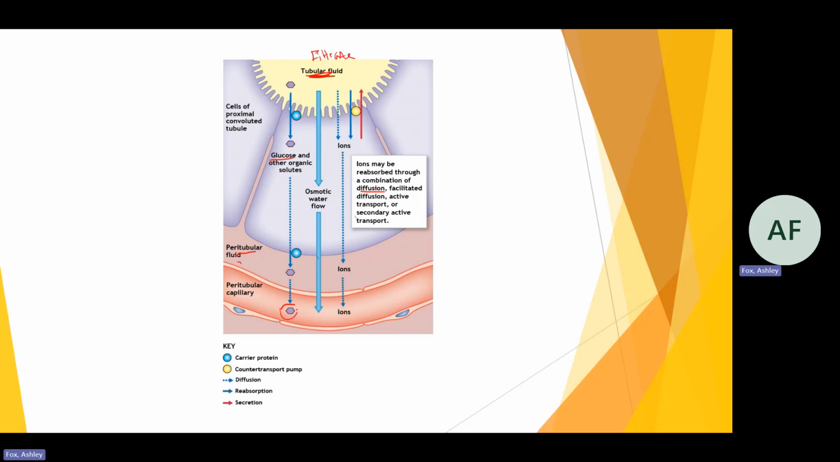Because glucose, solute, and other organic solutes and ions are going into the peritubular fluid, water says, hey, wait for me. So osmotic water flow is going to happen because of the movement of solutes. So water is going to follow all these solutes and go back into the peritubular capillary and be reabsorbed that way.